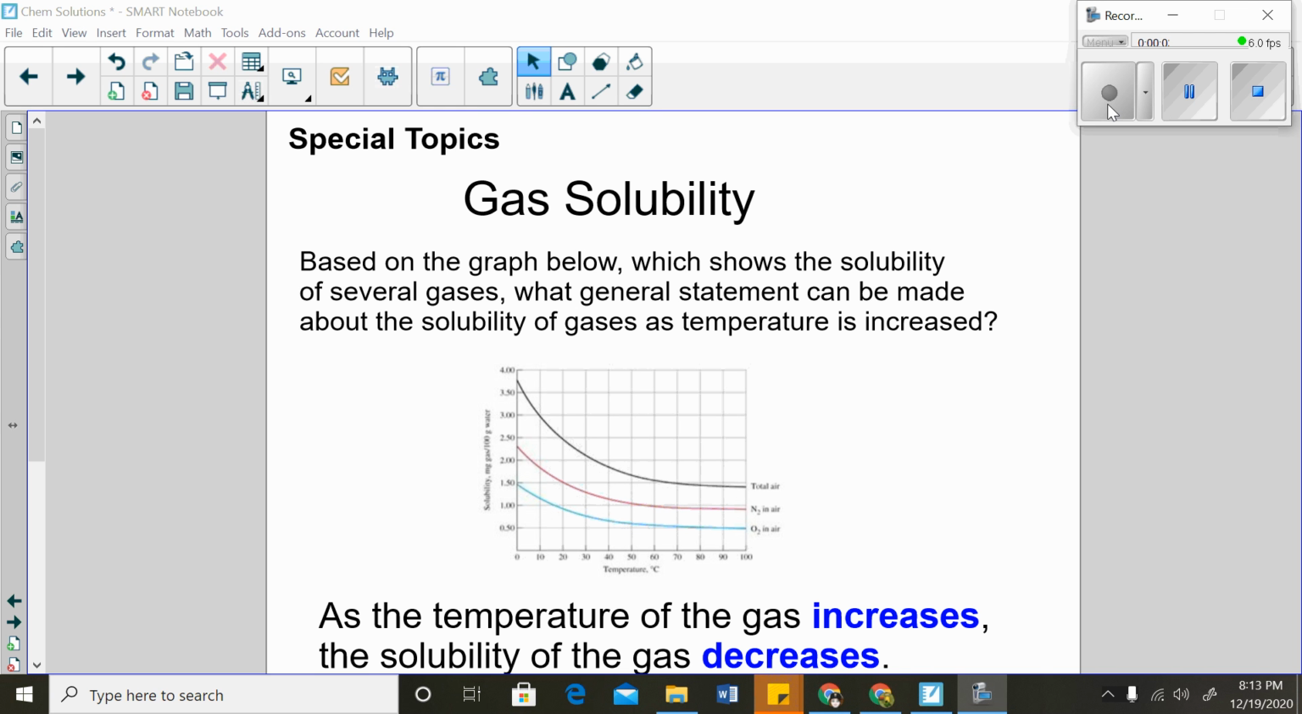This is Chemistry Unit 13, Solutions. Here we're going to look at two special topics. The first special topic is called gas solubility.